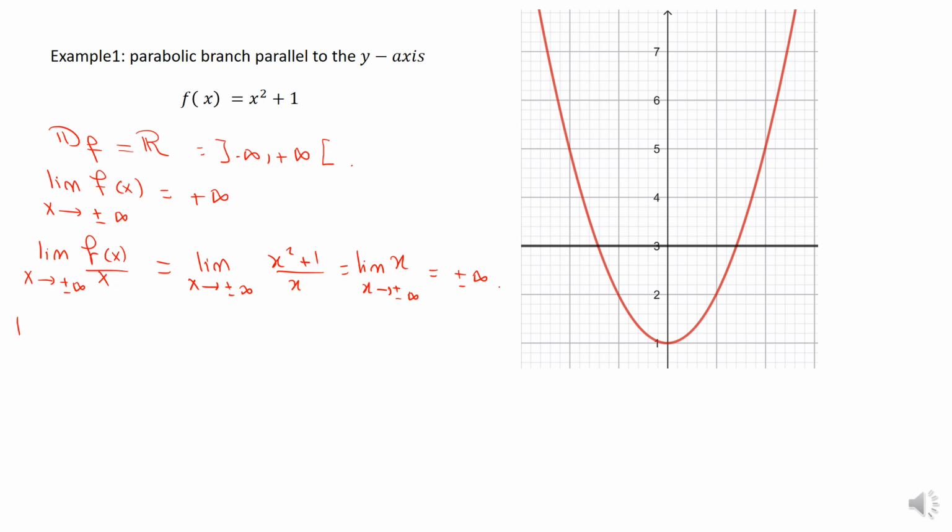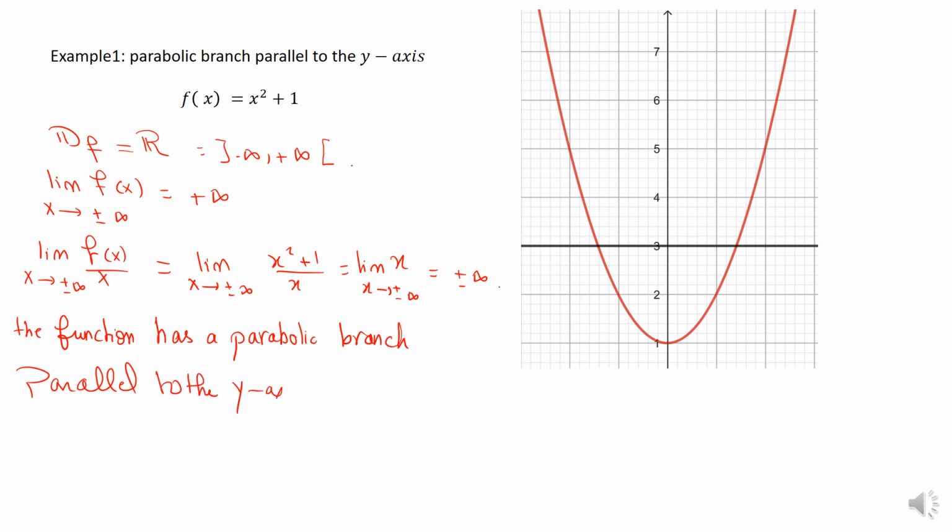Then the function here has a parabolic branch parallel to the y-axis. As you can see in the figure, as x tends to plus infinity, the function has a parabolic branch parallel to the y-axis. As x tends to minus infinity, the function has a parabolic branch parallel to the y-axis.